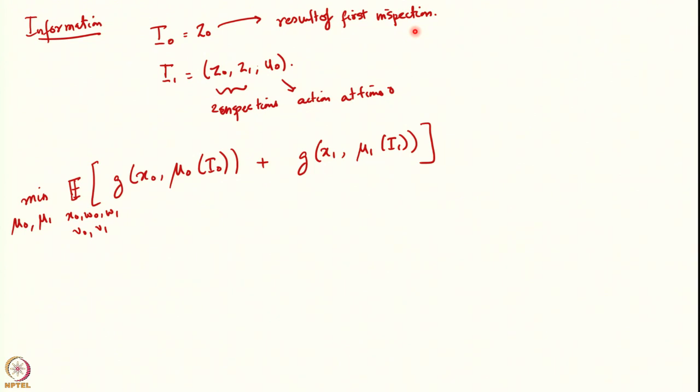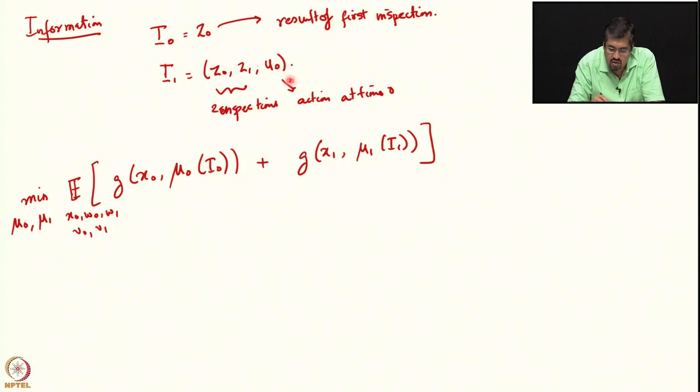The information that we had at each time was I0 at the first time step, and at that time we have only the result of the first inspection. So whatever observation we get out of the first inspection is known to us at that time. Then at time 1 we have two inspections, the earlier inspection Z0 and the new inspection Z1, and we also have the information of the action we took at time 0. So given this, we have to choose a policy mu0, mu1, where mu0 is a function of I0 and mu1 is a function of I1, in order to minimize this total cost, where the expectation is taken over the initial state x0 and the various sources of noise w0, w1, v0, v1. This was our problem formulation.